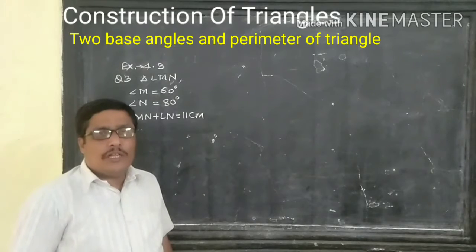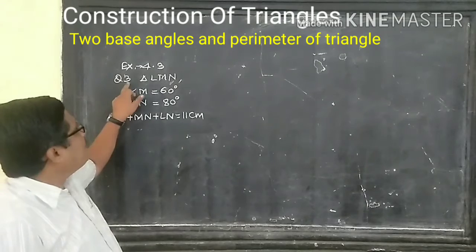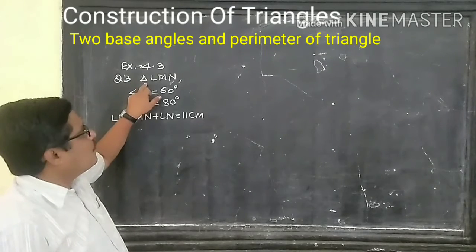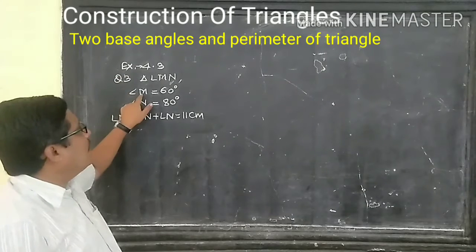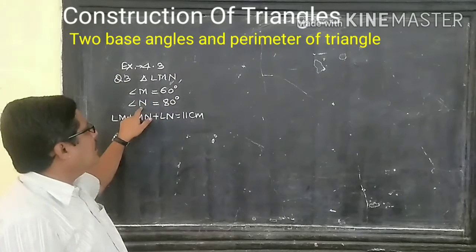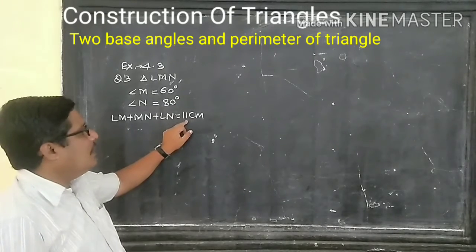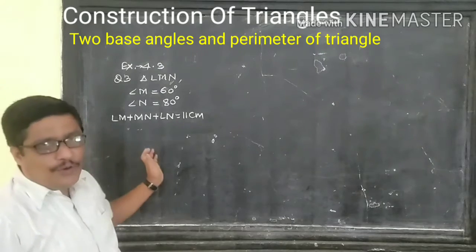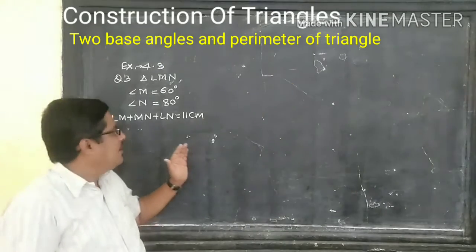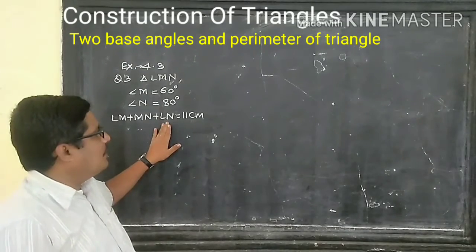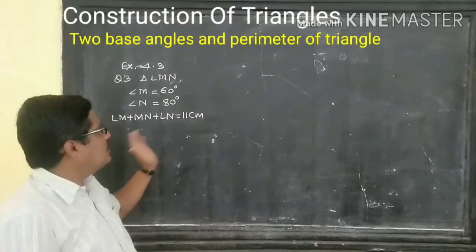Students, now we are going to take the example of the same type, that is example number 3, in which we are going to construct triangle LMN in which two base angles are M of 60 degree and N of 80 degree, and the perimeter of triangle is 11 centimeter. All of you understood first example, and now we are going to take this example directly. First of all, we are going to draw the rough figure of this example.